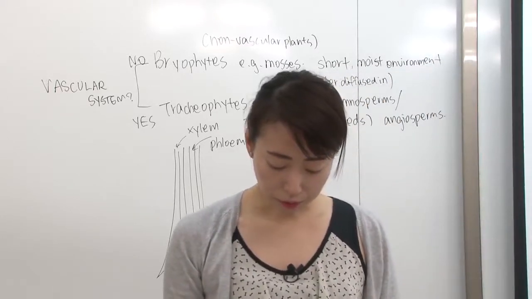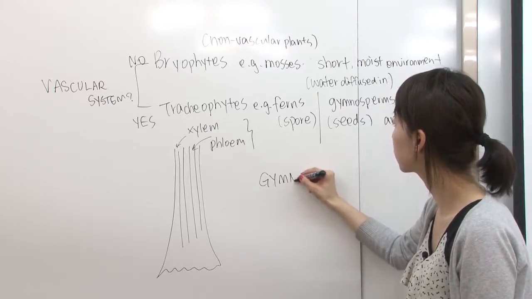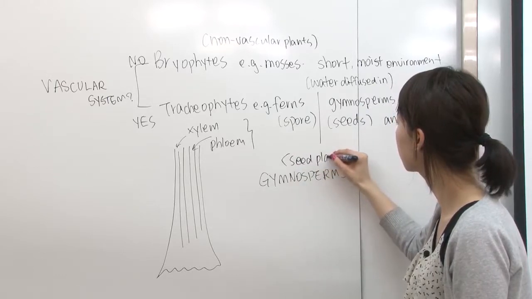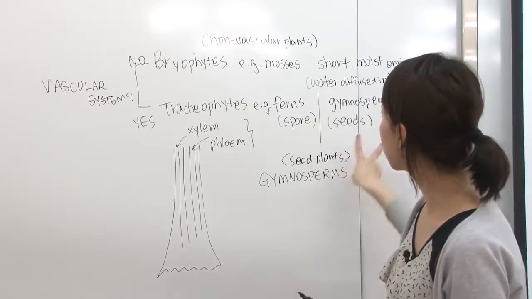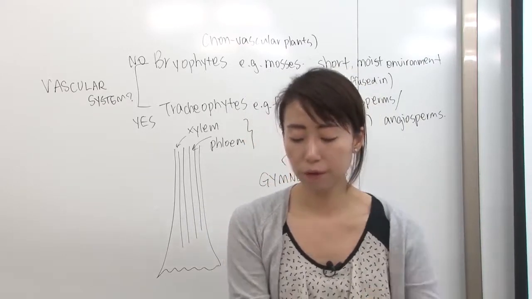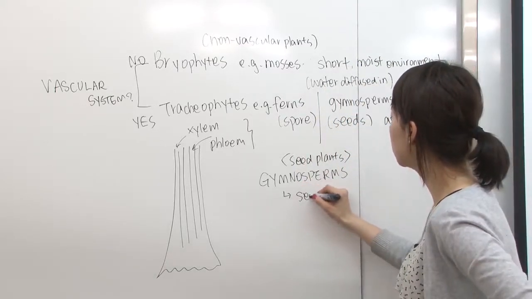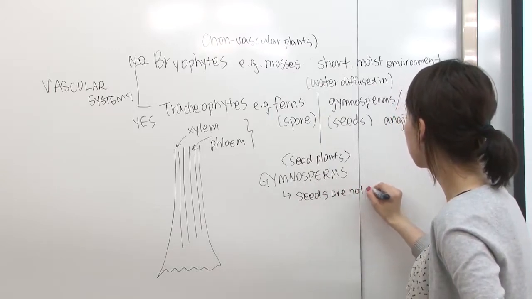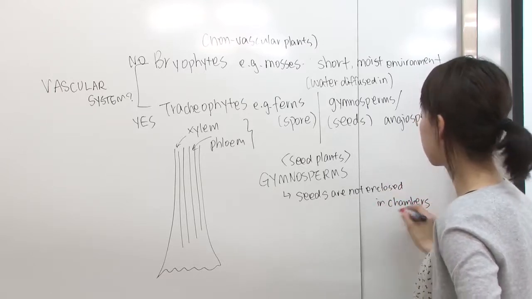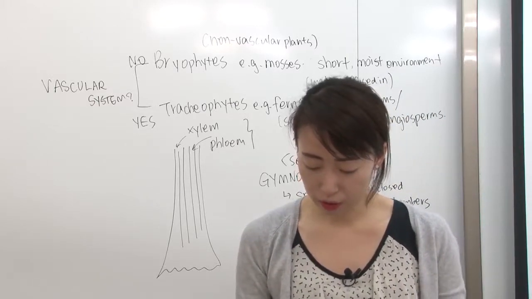If you focus on gymnosperms and angiosperms, first of all, gymnosperms are seed plants. They classify into these two depending on how the seed looks. If the seeds are not enclosed in chambers, so it doesn't really have a hard shell but is rather exposed, then it's called gymnosperms. Gymnosperms are conifers, the cone-bearing plants.